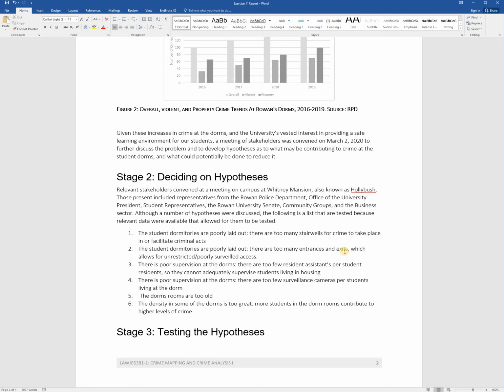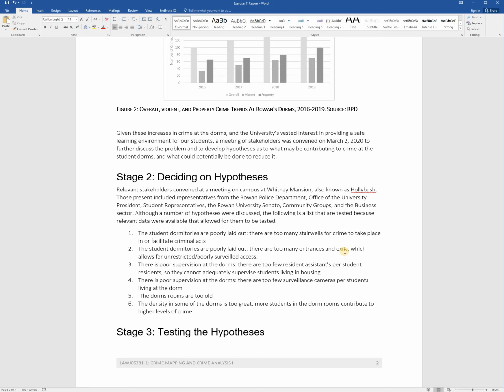Second hypothesis is that the student dorms are poorly laid out and that there are too many entrances and exits, which allows for unrestricted or poorly surveilled access. So this also relates to the layout of the dorms. And again, to test this hypothesis, we could see whether we find a relationship between the number of entrances and exits and crime. Our third hypothesis is that there's poor supervision at the dorms. Here we're saying that there are too few student resident assistants per student residence, so they can't adequately supervise those who are living in the housing.